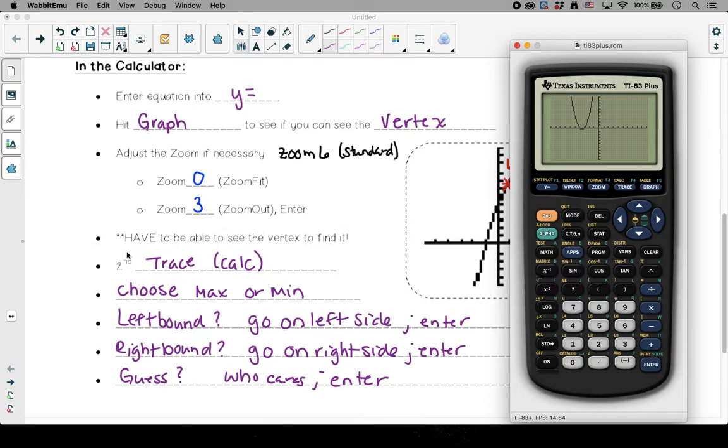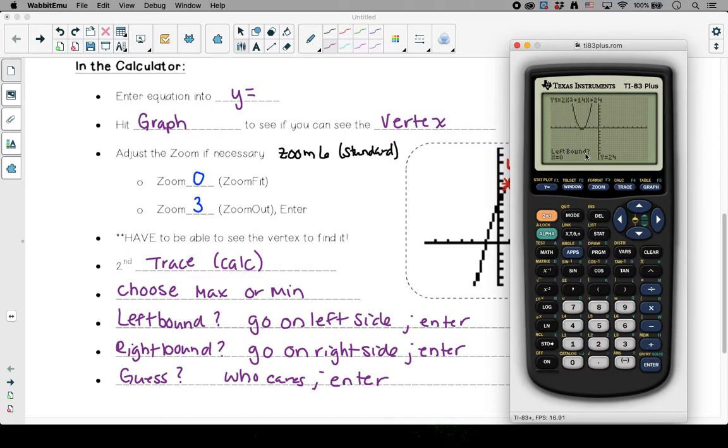Once we can see it, we're going to hit the second button, which is almost like a shift button. Then I want to hit the trace button, because the calc is written in yellow above it, and I'm calculating something. My graph was opening up, so I'm going to have a minimum value. So I want to go down to number 3. I'm choosing minimum.